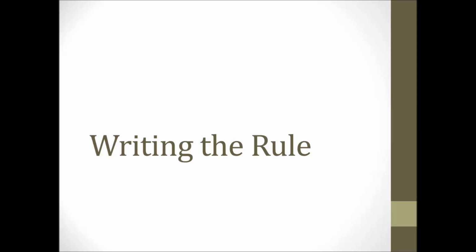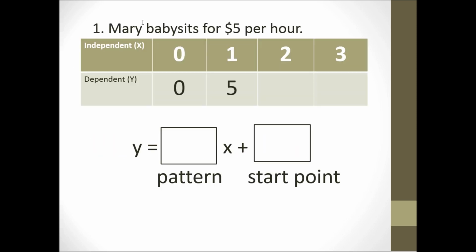Let's practice writing the rule. So, first example, Mary babysits for $5 per hour. After the word per is your independent variable. So, after per is hour. So the independent variable represents hours. So this X row represents hours.